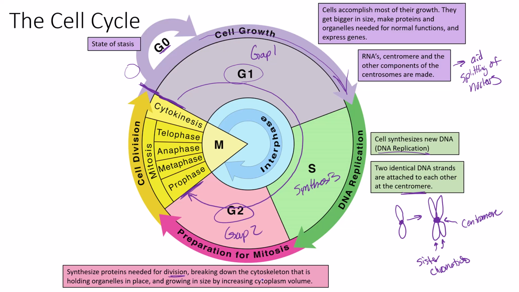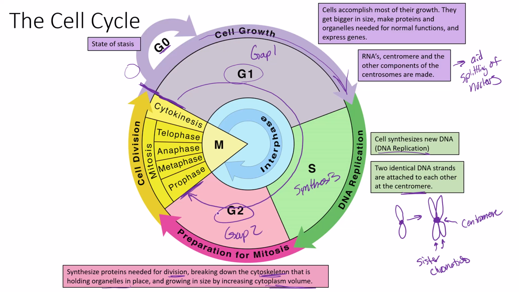It's going to break down the cytoskeleton, which is the physical structural components that make up not only the size and shape of the cell, but also provides a lot of transport properties within the cell. They are the components that are also holding organelles in place, and it is growing in size by increasing the cytoplasm volume. It is a G phase, so there is additional growth. Even though the majority of the cell growth happens in G1, there's an additional bit of growth that happens in G2, but basically the preparation for M phase is going to take place here.